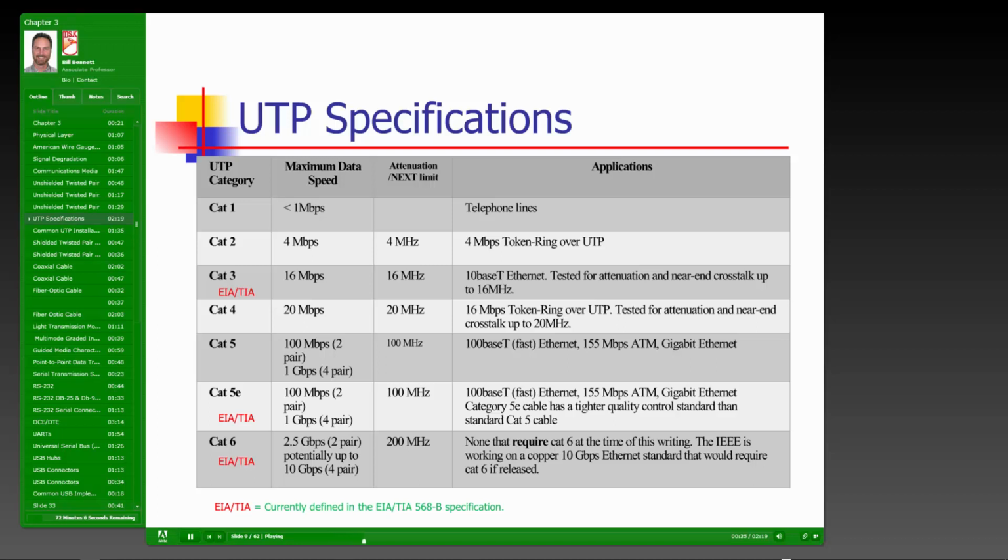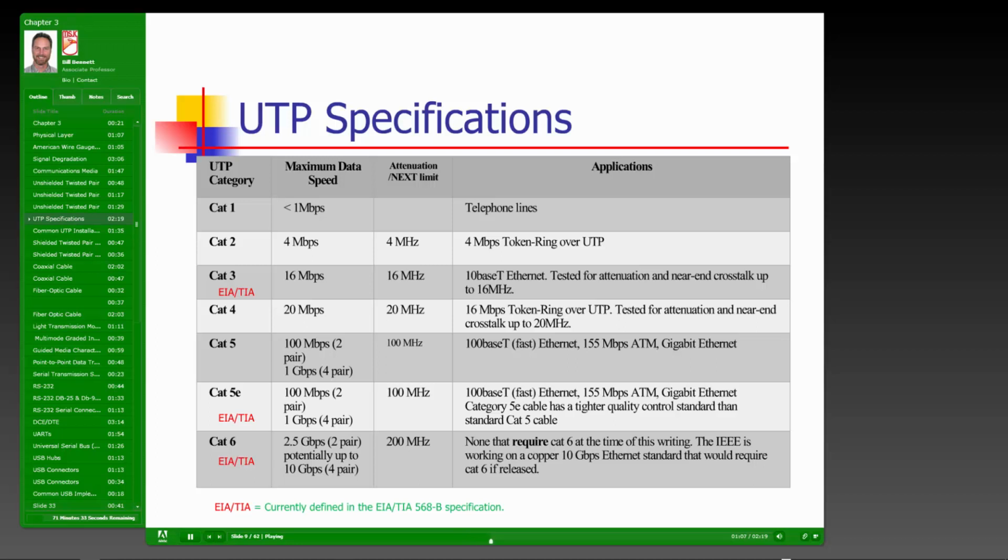So that's category 3 cabling, which basically transfers data at 16 megabits per second, used in older 10 base T networks, and tested for attenuation and near end crosstalk up to 16 megahertz. So the speed at which the data travels down the wire is also going to affect attenuation, as well as, remember, the distance, how far the data has to transfer or be transported.